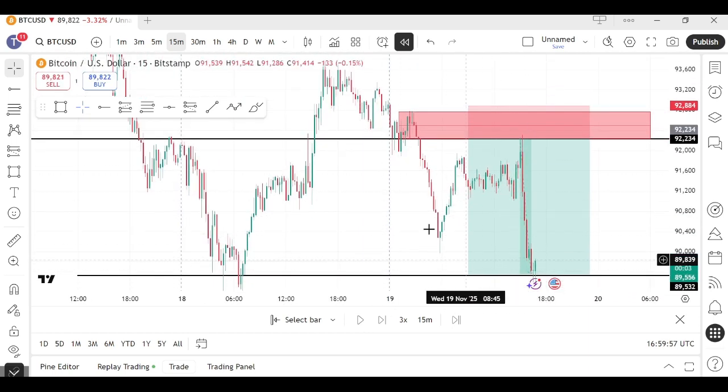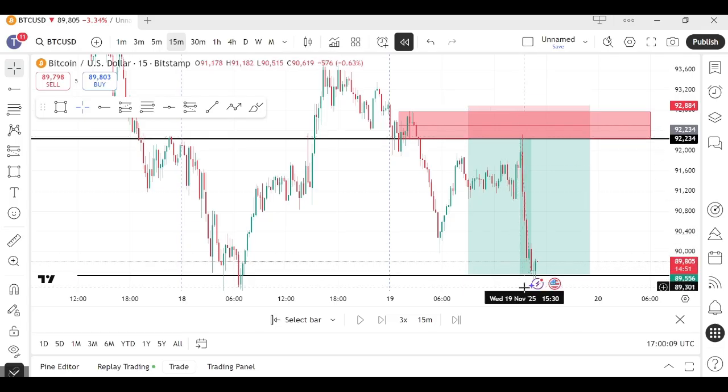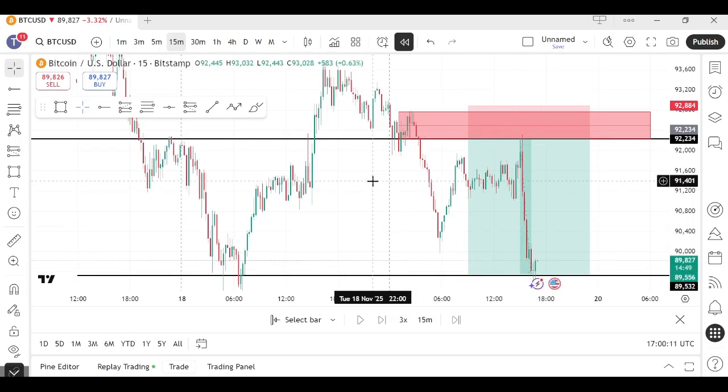So this was the setup I took today, the 19th November 2025. This was the exact setup I took, and boom, it immediately touched the order block and came down. So this is how you set it up using an order block. Ensure that the order block is aligning with a structural time frame above. It makes it stronger.